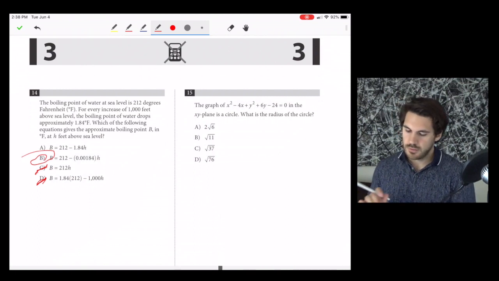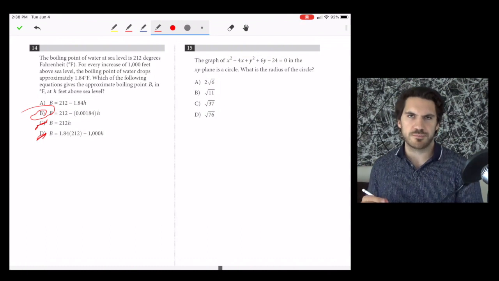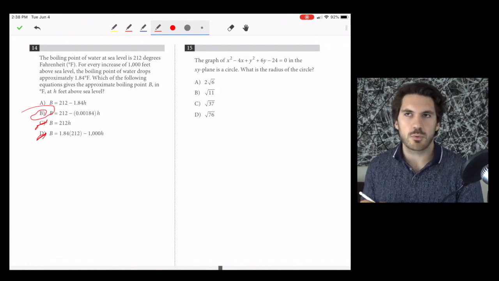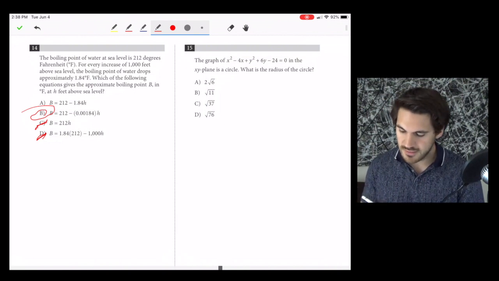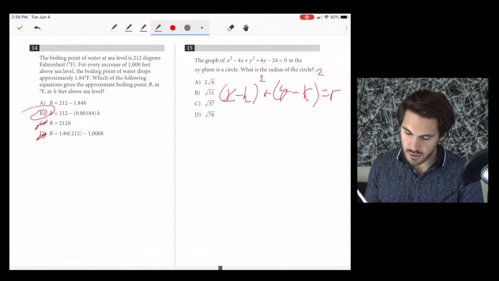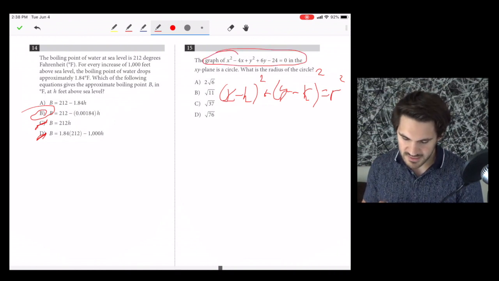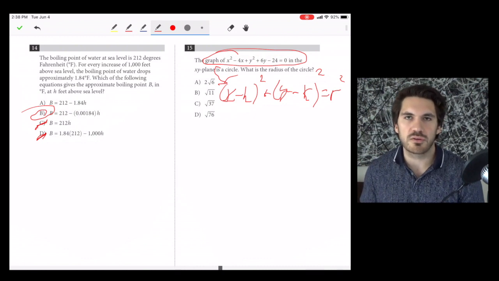So, this question requires a decent number of steps, but remember this. What does an equation of a circle look like? It's not pi r squared or 2 pi r. The equation of a circle is x minus h squared plus y minus k squared equals r squared. So we need to somehow go from this to this. And the way you do this is a method called completing the square.